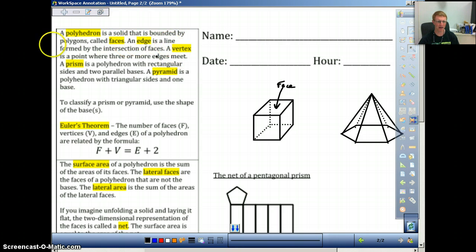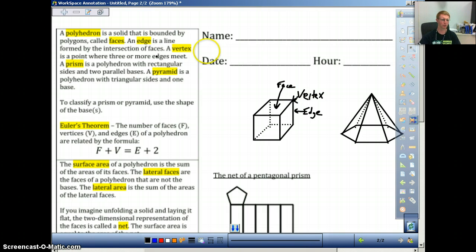An edge is a line formed by the intersection of faces. So we're going to call that an edge, and it's just simply one of these lines. Okay, and then the last thing, it says a vertex is a point where three or more edges meet. So the vertex is going to be like one of these corners. So we're going to call it the corner. So vertex is a corner.